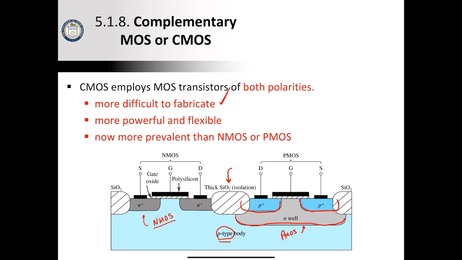So it is more difficult to fabricate, but it is more flexible and powerful because hopefully in this class we will get to some applications that require both PMOS and NMOS for the same design. Having access to both types of devices can make certain types of designs way more efficient as opposed to having to rely on one only. And now this is more prevalent than either NMOS or PMOS. So the vast majority of devices are based on CMOS technology.